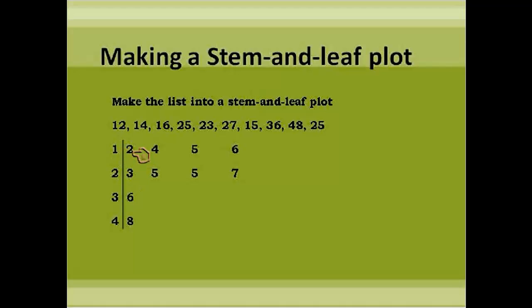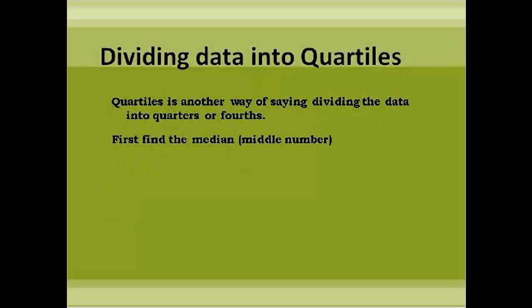So here's the ones column of 2, so that would be 12. This is 14, 15, and 16. All of those numbers are in this list. And the same with the numbers that have 2 in the tens column. In other words, they're in the 20s. So we have 23, 25, 25, and 27. I wanted to list 25 twice just to show you that if there are 2 of the same number, we do list them twice. And then there's a 36 and a 48 also in this list. So here's a quick stem and leaf creation that we've made just to show how we can take this list and order it in a way that's a little bit more visual for us.